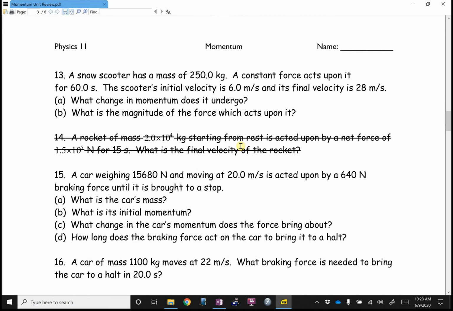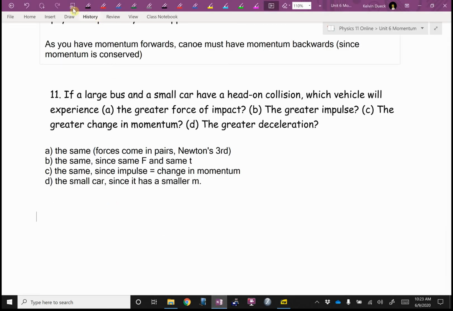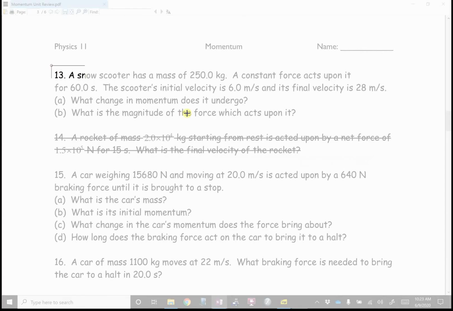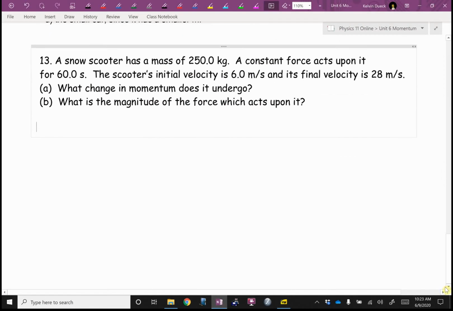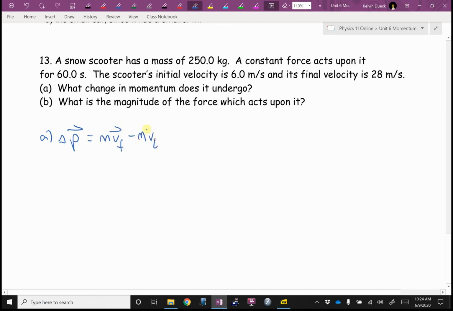Number 13, this is a good example of what you might see on your test. A snow scooter has a mass of 250 kilograms. A constant force acts on it for 60 seconds. What change in momentum? So change in momentum, also called impulse. You know what? I think I'm going to use mv final minus mv initial, because I noticed they gave me a final velocity and an initial velocity.